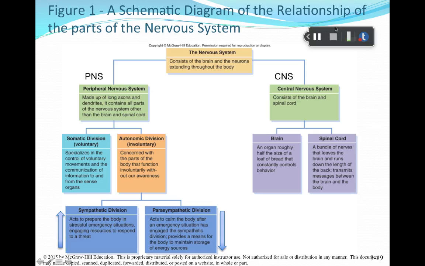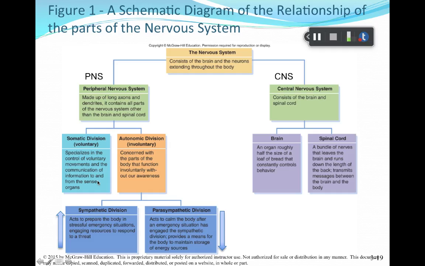And when we look from a diagram perspective at the nervous system, we can divide it again into the central nervous system and the peripheral nervous system. The central nervous system has the brain and the spinal cord. The peripheral nervous system is a little bit more complicated. It has all the other parts of the nervous system other than the brain and the spinal cord. And there are some more divisions.